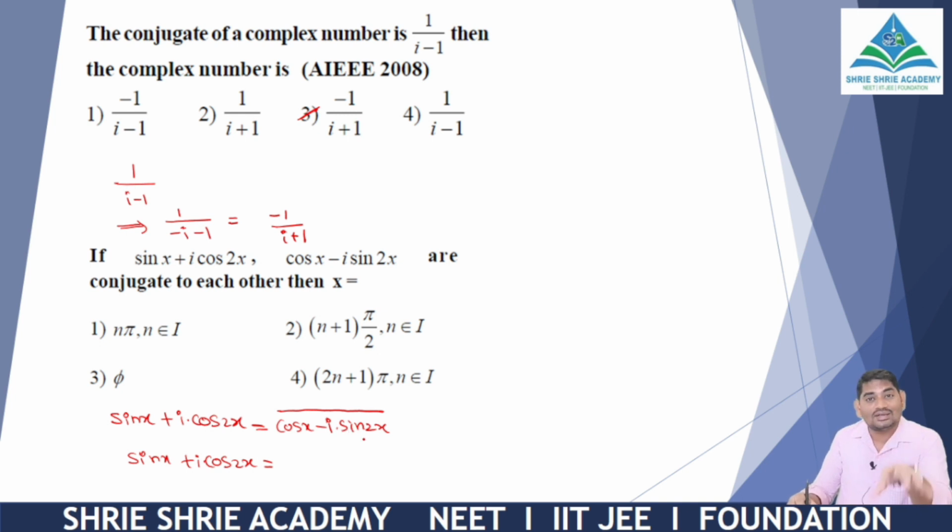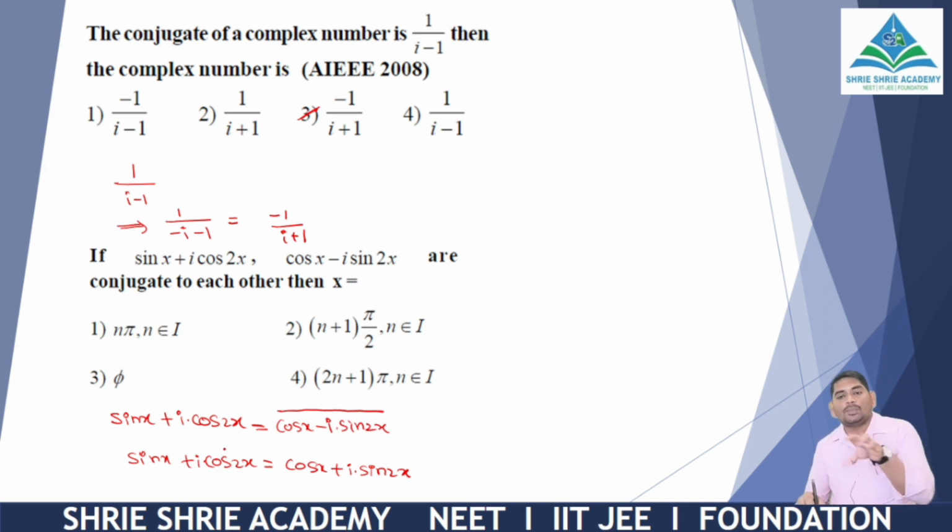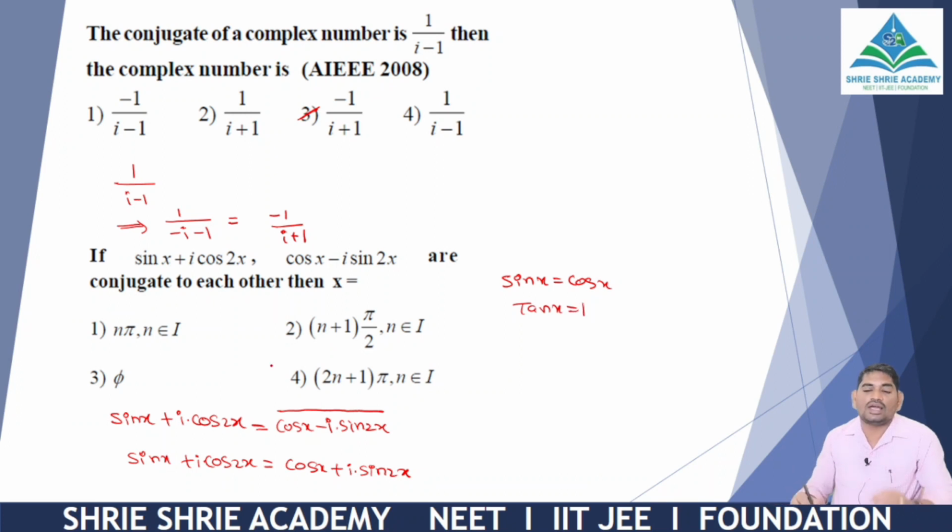What is the conjugate? We have to change the sign of the imaginary part. So we get cos x plus iota into sin 2x. Here we can apply the equality principle of complex numbers. What is the equality principle? When two complex numbers are equal, we can equate the real part to real part and imaginary part to imaginary part. Left side, what is the real part? Sin x. Right side, the real part is cos x.